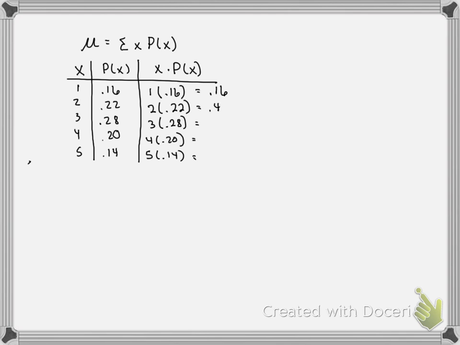So 0.44, 0.84, 0.80, and 0.70. And then you'll add all of those up together and you get that the sum of those is 2.94. That is the mean of a probability distribution.